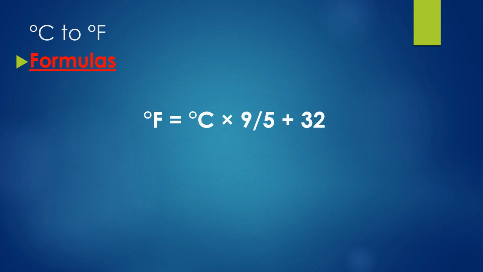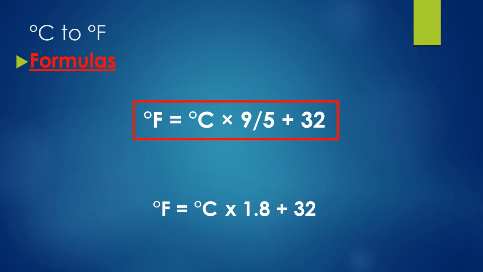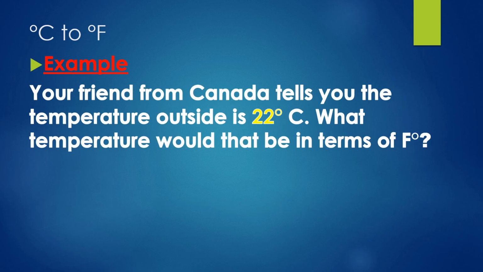So here are the formulas. Once again, we've got a fraction in the top one here. The Celsius temperature multiplied by 9/5, then you add 32. Or, the alternate way, Celsius temperature times 1.8 plus 32. Now again, because I have an easier way to do this, we're going to use the 9/5. That's the more accepted, even though both of them would give you the correct answer. Let's do an example. In this example, your friend from Canada tells you that the temperature outside is 22 degrees Celsius. What temperature would that be in terms of Fahrenheit?